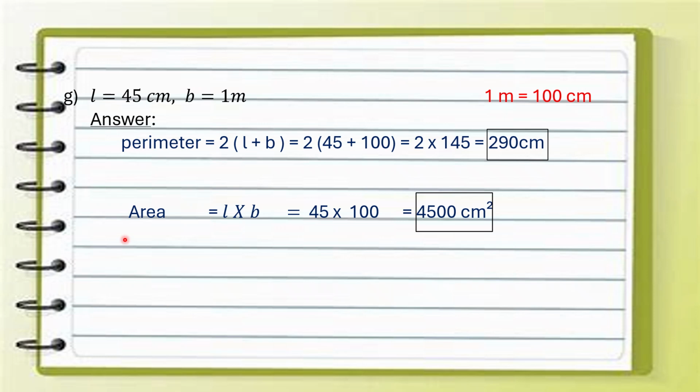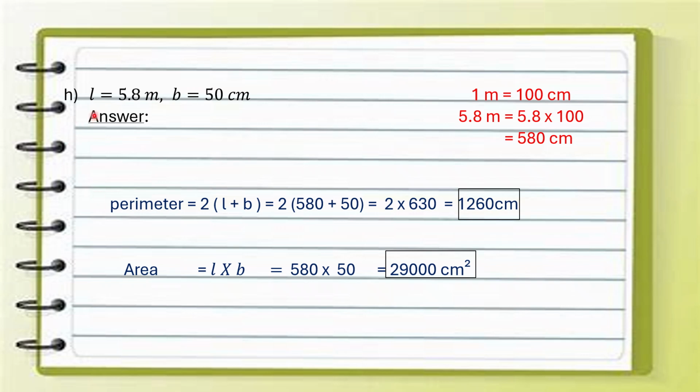Now what we have to do? We should find the area of a rectangle. So what is the formula? L into B. Substitute it. 45 into 100, which is equal to 4500 centimeter square.